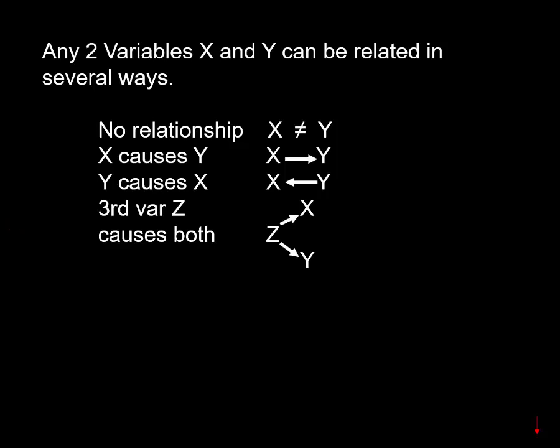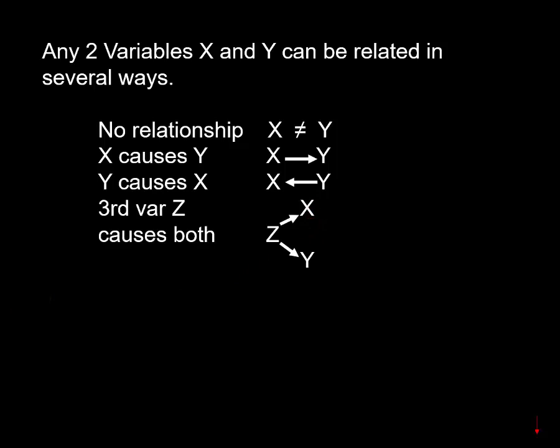Okay. It might be the case that X causes Y, and we represent that with a directional arrow, an arrow pointed from X to Y, to say X is a cause of Y. Or it could be the case that Y is a cause of X, and there's, of course, the possibility that a third variable Z causes both X and Y.